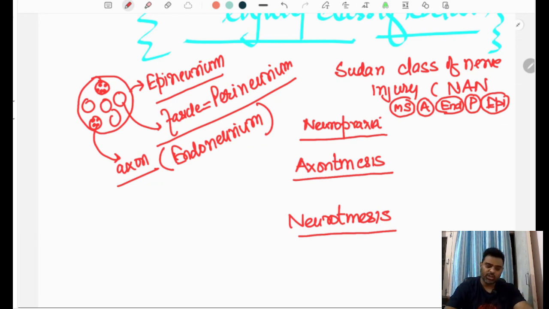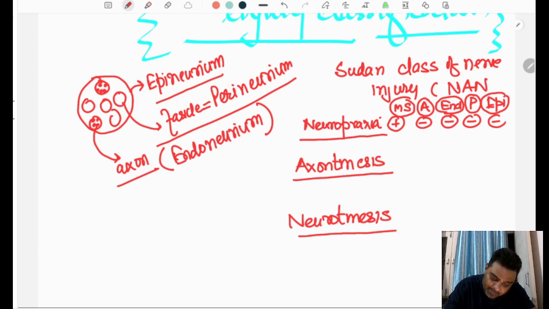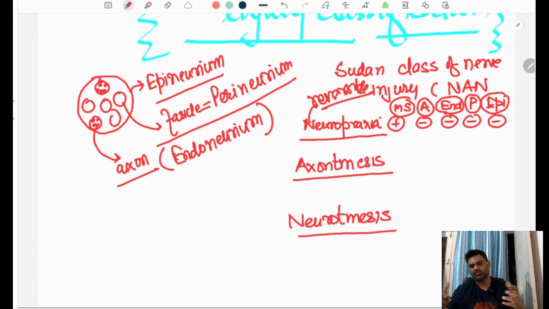Okay. So in neuropraxia, what will happen? There is a problem in the myelin sheath, but the axon is perfectly fine. Endoneurium, perineurium, and epineurium are fine. So this is a mild injury, and this is reversible. For example, if we sit for a long duration, we feel paresthesia or loss of sensation or an anesthetized area. That is neuropraxia because myelin sheath conduction is lost, but the axon is normal. So they reverse back.